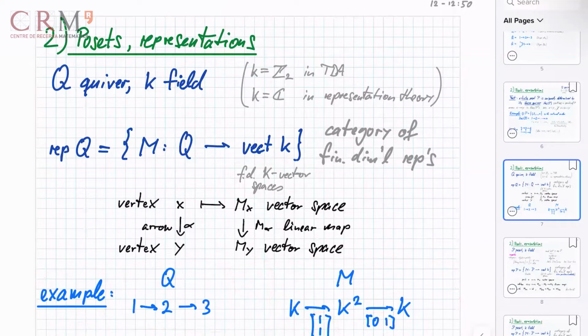The category of representations is an abelian category, yes. And even the subcategory of finite dimensional representations is still an abelian category. So you are in the best world possible. That's good?